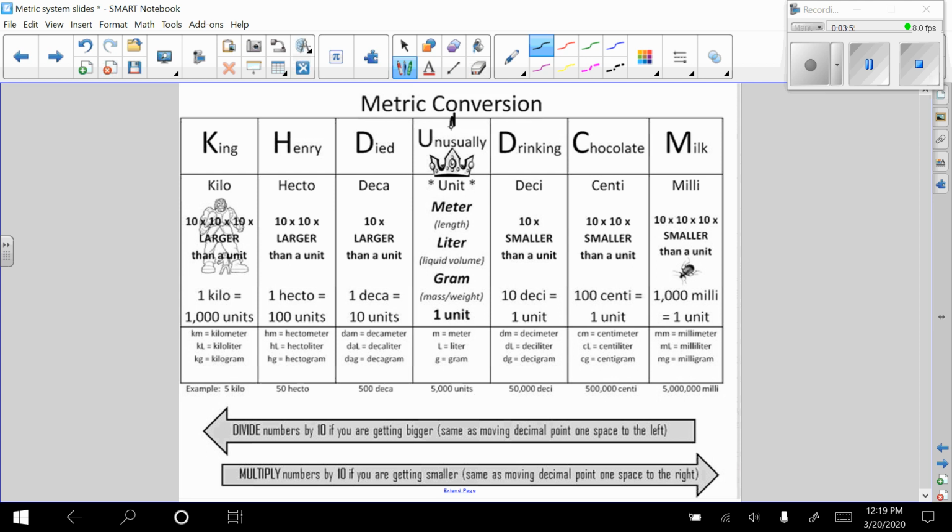So if we go to the left, the numbers are getting bigger. That means I'm moving the decimal point 1 spot to the left for each spot, or I'm dividing by 10. If you go to the right, the numbers are getting smaller. That means I'm moving the decimal point to the right, the number of spots I move, or I'm multiplying by 10.